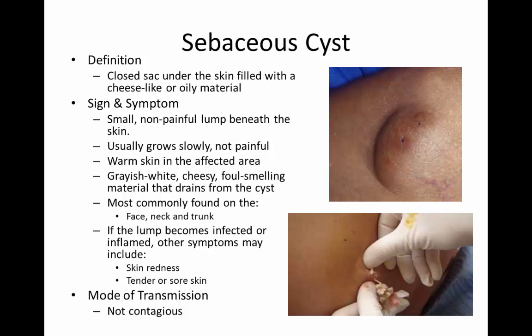A sebaceous cyst is a closed sac under the skin that is filled with a cheesy-like or oily material. Signs and symptoms include a small, non-painful lump beneath the skin. This usually grows slowly and is not typically painful. Warmth of the skin may occur in an affected area. The cyst may have a grayish-white, cheesy, foul-smelling material that drains from the cyst.